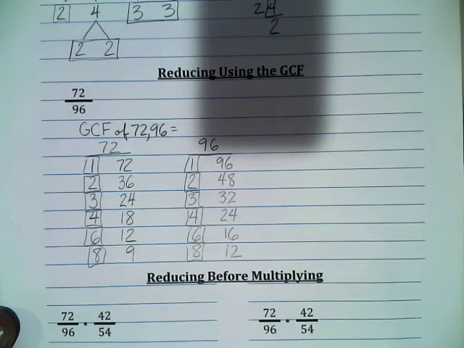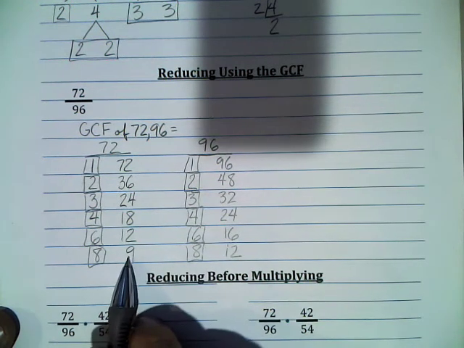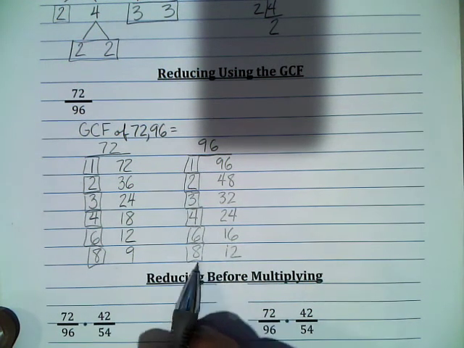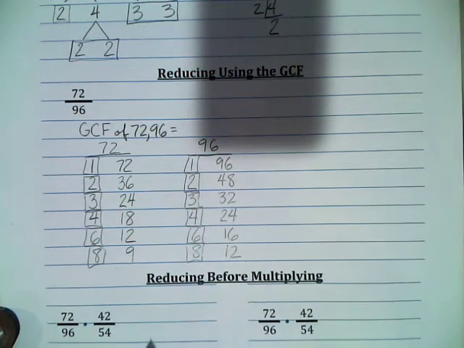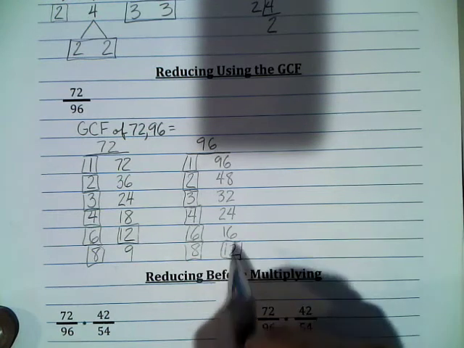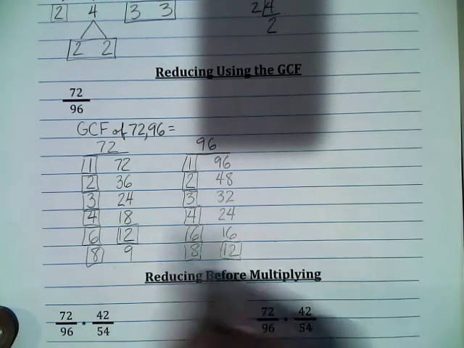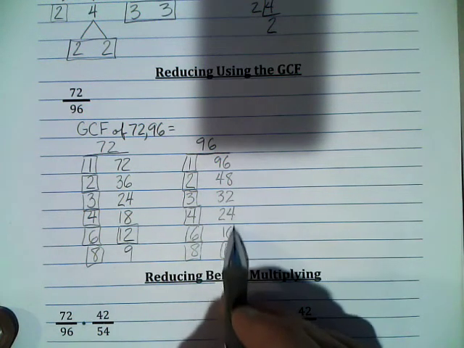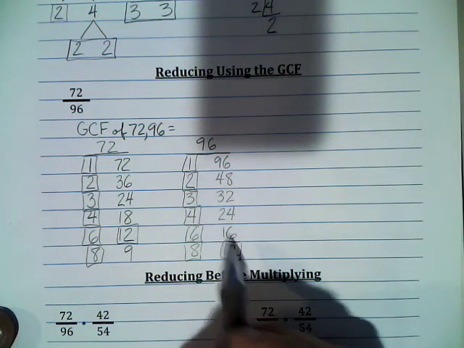Yep. Do they both have 9s? Well, no, because 9 would be in between the 8 and the 12, and it's not there, so no 9s. Do they both have 12s? Well, yes, they do. Do they both have 18s? No, it would have to be in between the 16 and the 24, so no 18s.